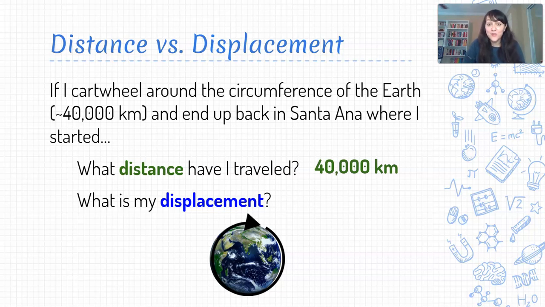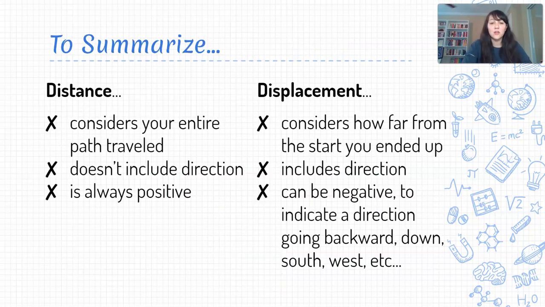I went that full 40,000 kilometers and I'm exhausted, all right? So all that counts towards my distance, but what is my displacement? Big old goose egg. Yeah. As far as you can tell, if I start here and then you don't see me while I'm cartwheeling around, and then you just check back in at class, as far as you're concerned, I haven't moved at all. I'm in the same place that I started. So my displacement is 0. Bummer. All right, so no cartwheeling around the earth for me.